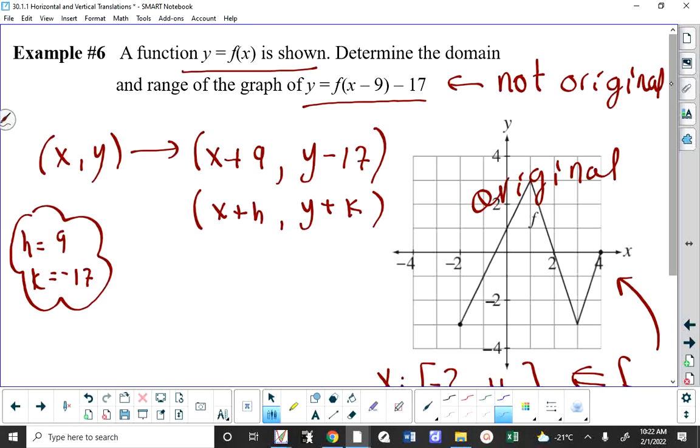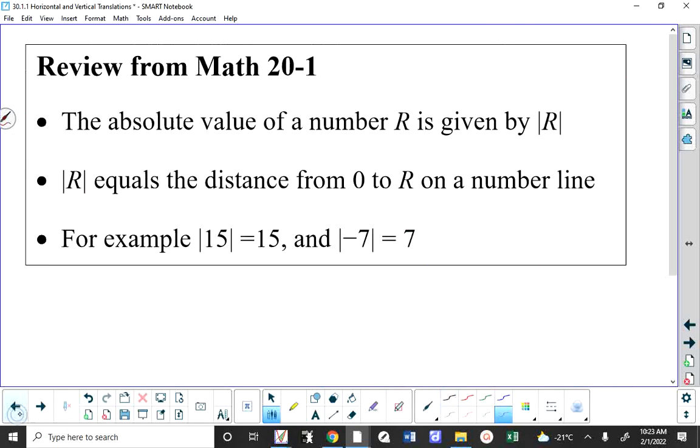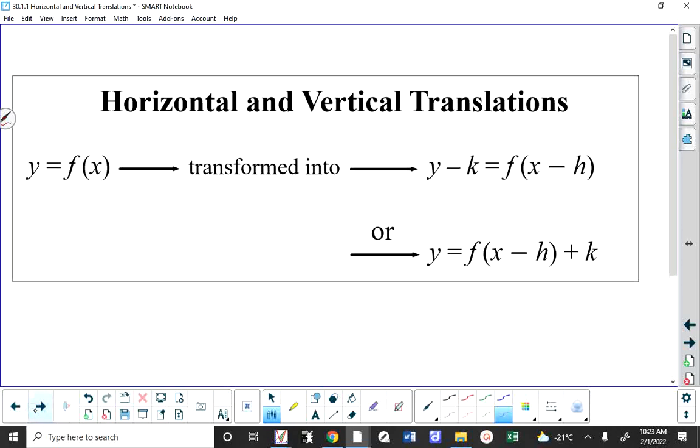It says, what's the domain and range of this function? This function is an altered version of f of x. It's transforming f of x into this new thing. It could be, I could do this. We're going to have to learn to be adaptable here. I could say g of x equals f of x minus 9, minus 17. This is the original function on the left. This is the transform function on the right.